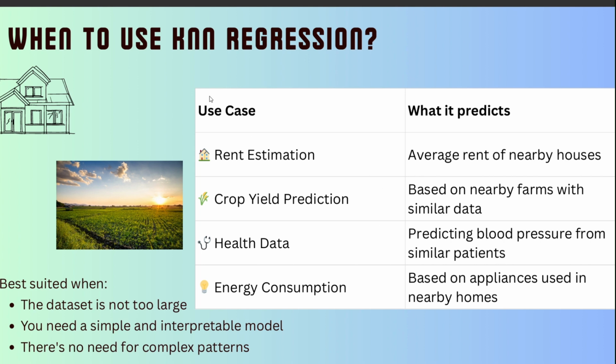KNN regression is best suited for these three points, and KNN is not great for huge datasets, as I mentioned before, or when the data has too many irrelevant features, because it looks at all distances at runtime, so it won't work for large datasets. So this is how KNN regression works.